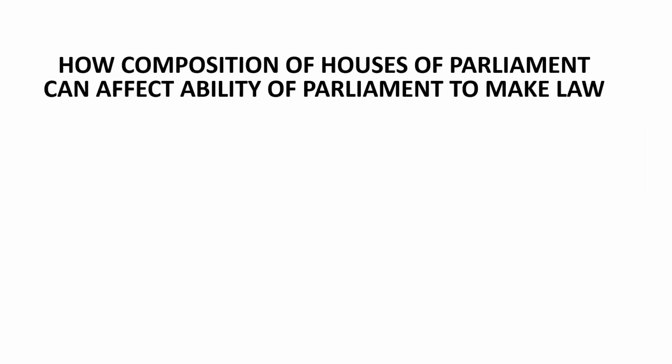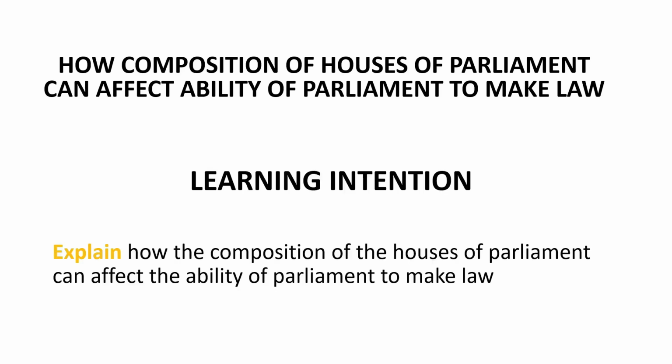We now come to the third and final part of this video, which is about how the composition of the Houses of Parliament can affect the ability of Parliament to make law. So your third learning intention is that you need to be able to explain how the composition of the Houses of Parliament can affect the ability of Parliament to make law. Make sure that you write this learning intention in your Cornell notes.